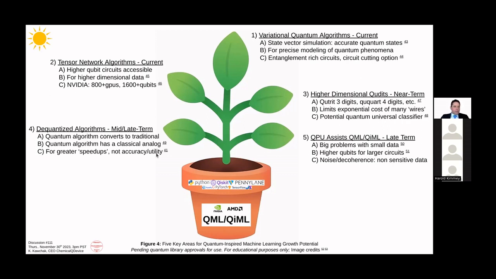Now, this next one is basically dequantized algorithms. For QiML researchers, I think this is actually a very desirable thing to get. So say you have a set of algorithms and some of them you can dequantize back into classical, which means that you don't need a quantum simulator, you don't need as much RAM, you're getting the performance that you did with that quantum algorithm, but now it's just traditional.